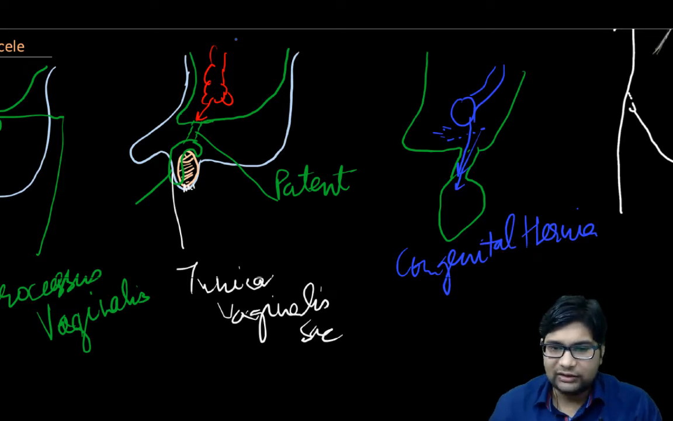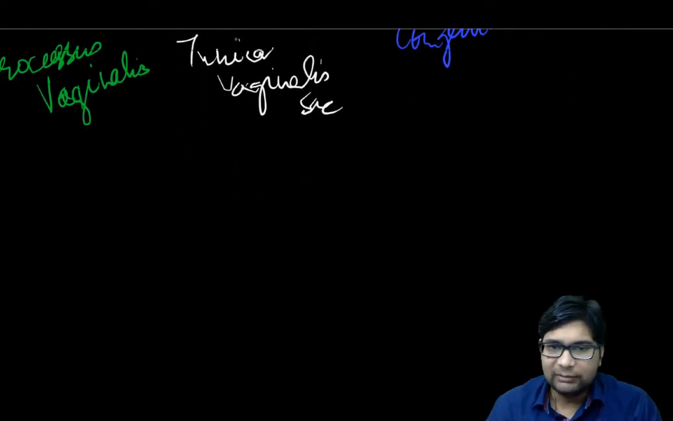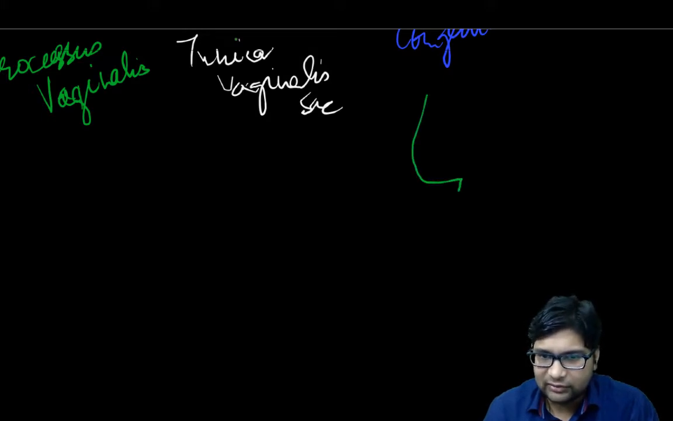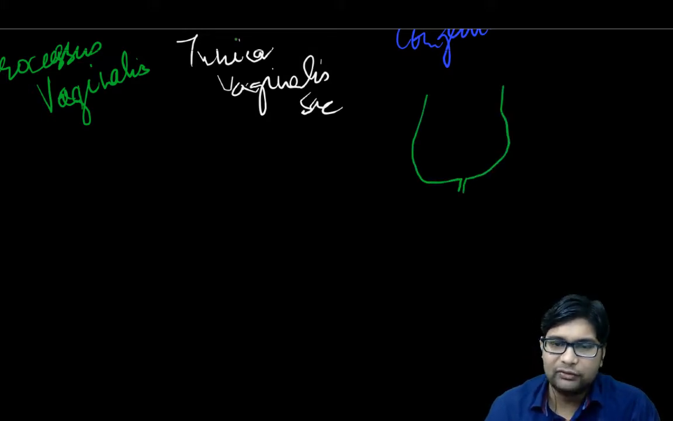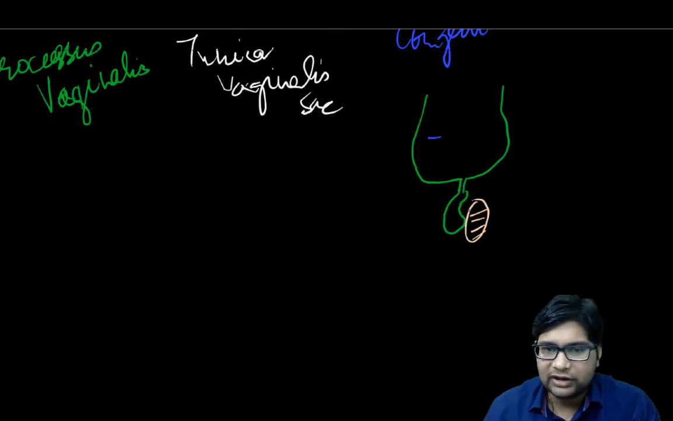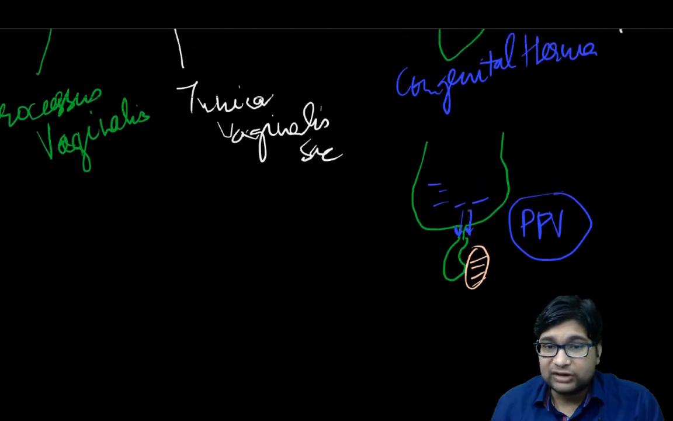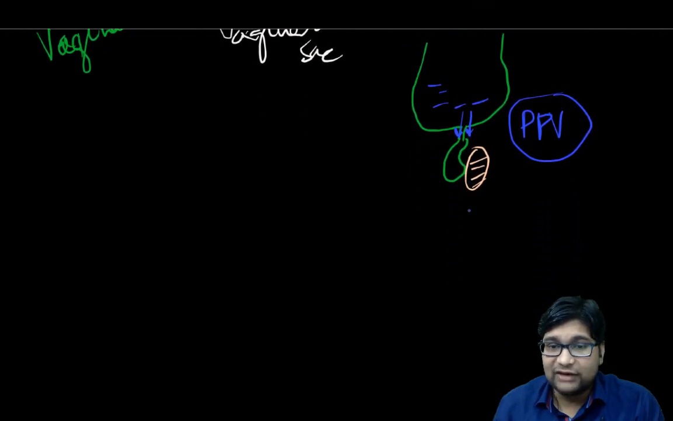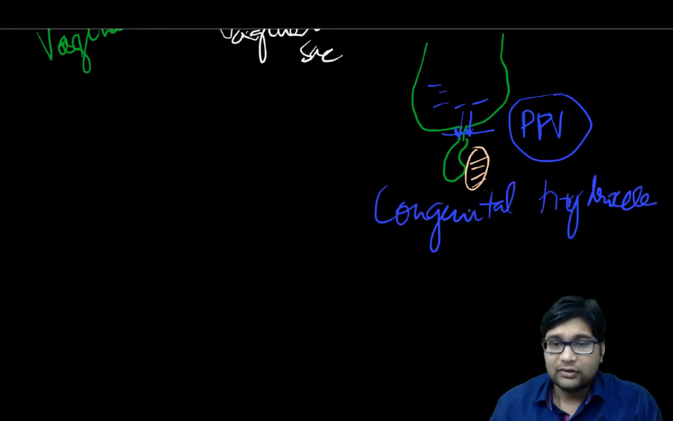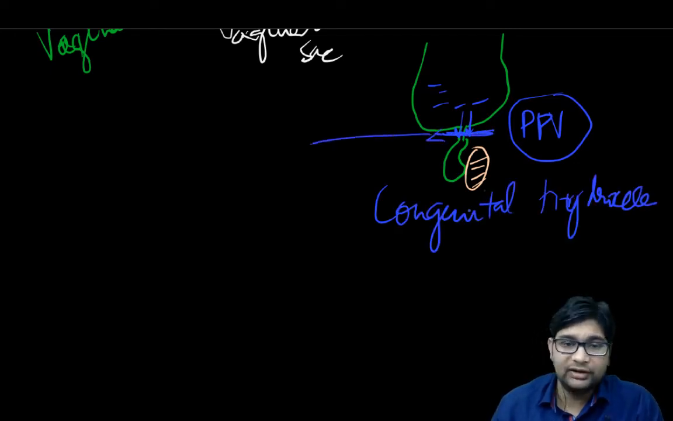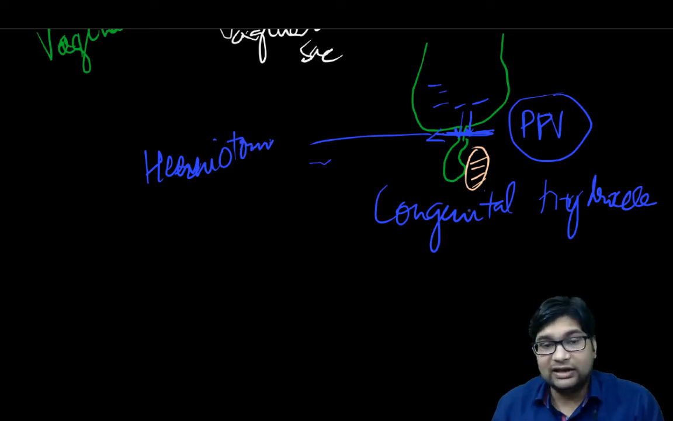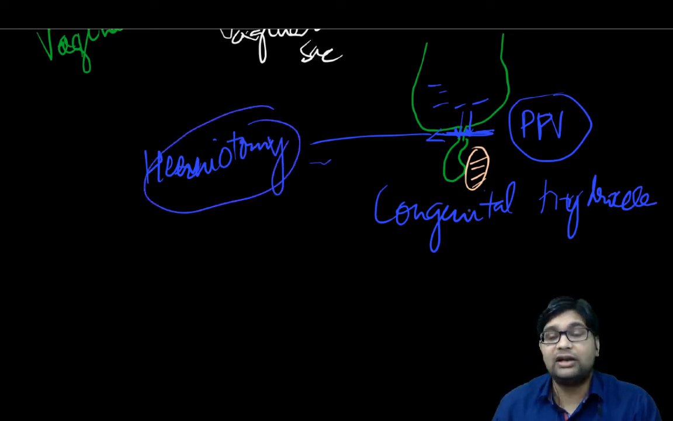But in congenital hydrocele, the patency is very narrow, which allows only fluid to trickle in. So only fluid content can go in, and the patent processus vaginalis is narrow. Therefore, the surgery of both congenital hernia as well as congenital hydrocele is the same, that we obliterate this patent processus vaginalis by doing a herniotomy. So even though the name is congenital hydrocele, the surgical procedure of choice is herniotomy.